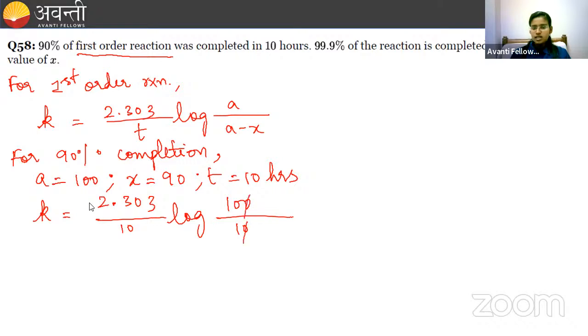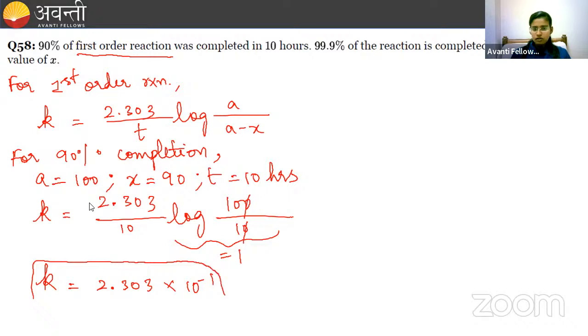So we can cancel this, and log 10 is equal to 1, and the K value is coming out to be 2.303 into 10 to the power minus 1 per hour. Okay. So this is the rate constant value we are getting from the given information for 90% completion. So now we have to find out for the 99.9%.